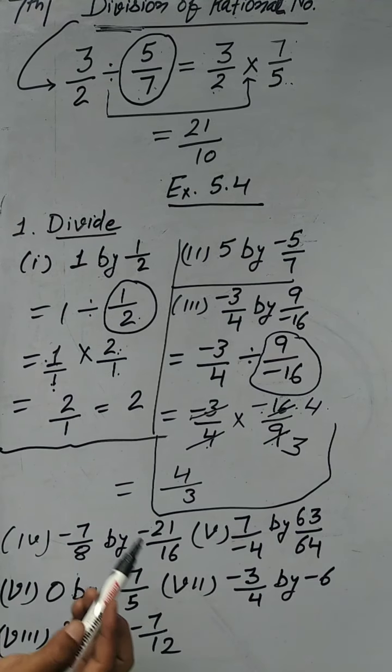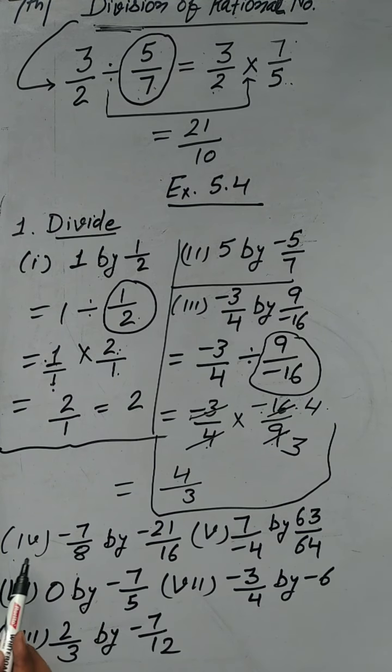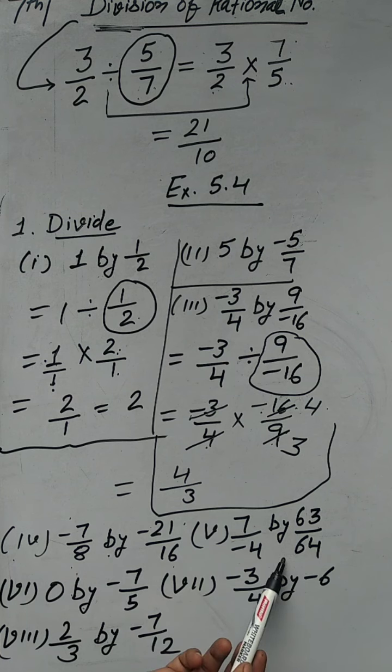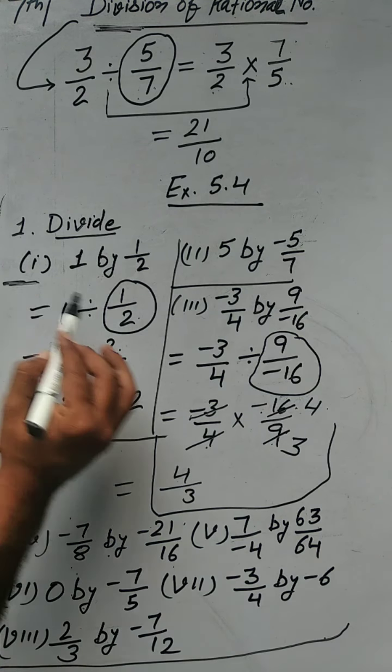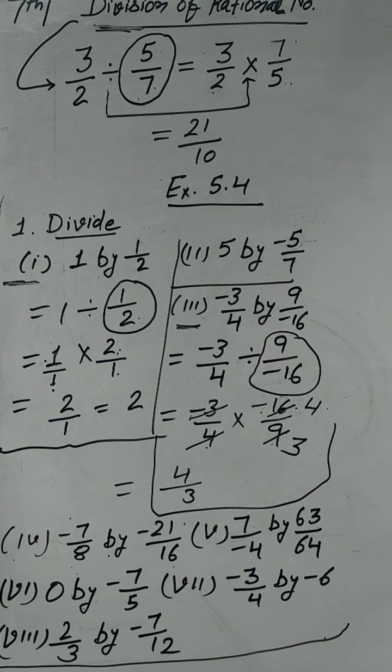Yes beta, other parts: fourth part is minus 7 upon 8 divided by minus 21 upon 16. Similarly, fifth and sixth part is 0 divided by minus 7 upon 5. You know very well, 0 divided by any number will be 0. Similarly try 7th and 8th part. I am sure you can easily solve that with the help of first part and third part. Clear beta?